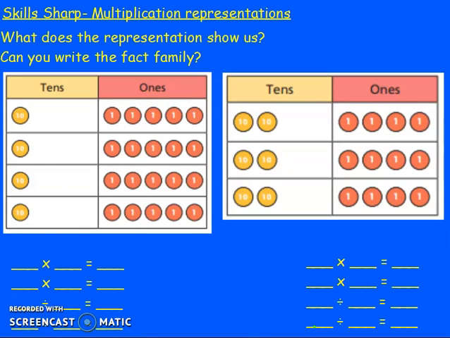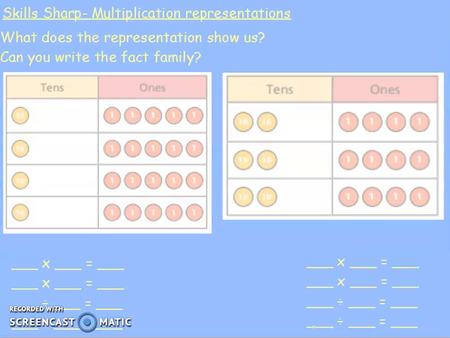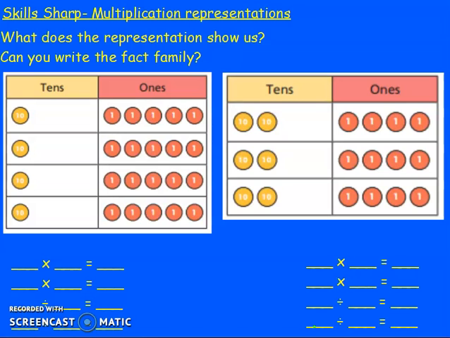Let's look at today's skill sharp, which is to understand multiplication representations. So we have a place value grid here with some amounts in the ones column and some amounts in the tens column. And I know that yesterday we looked at multiplying numbers by single digit numbers. So let's have a look here. We have 1 ten and 1, 2, 3, 4, 5 ones. So we know that that is 15.